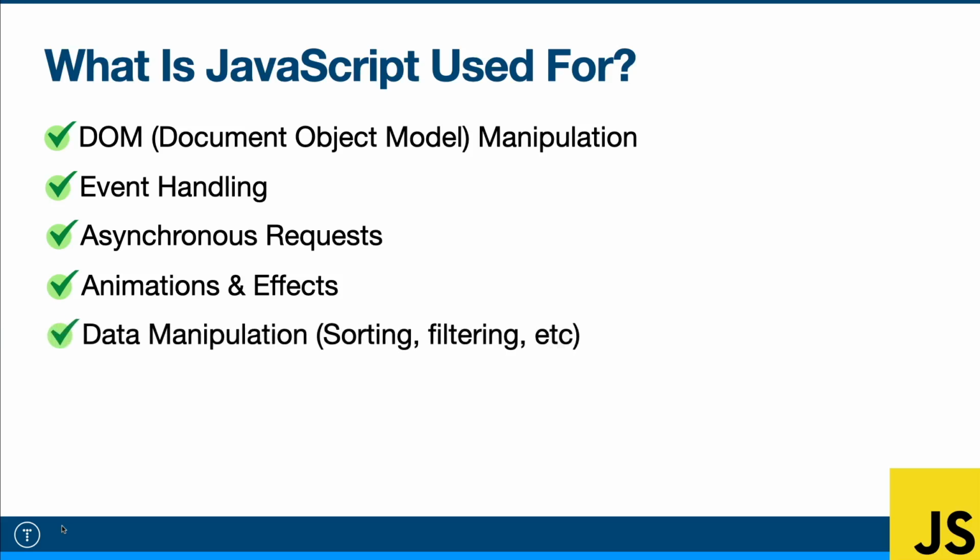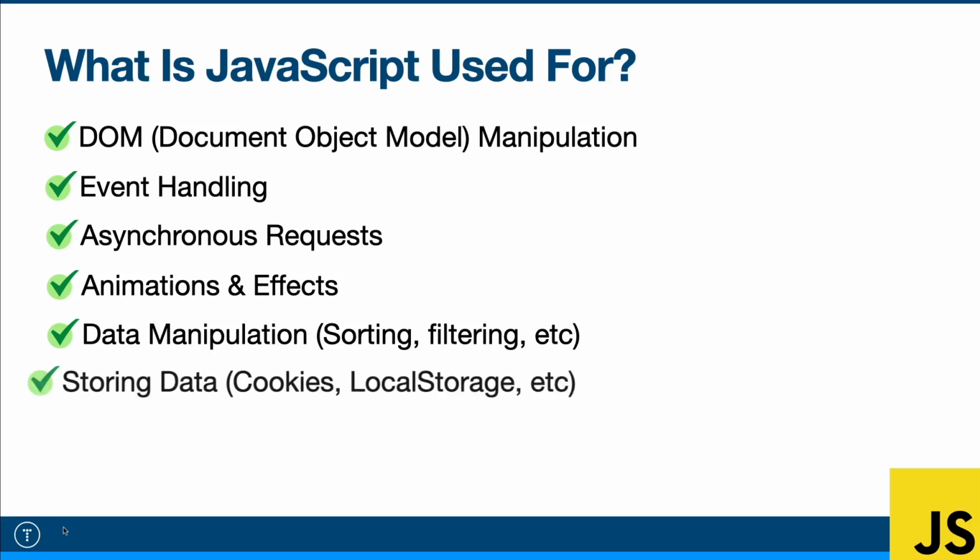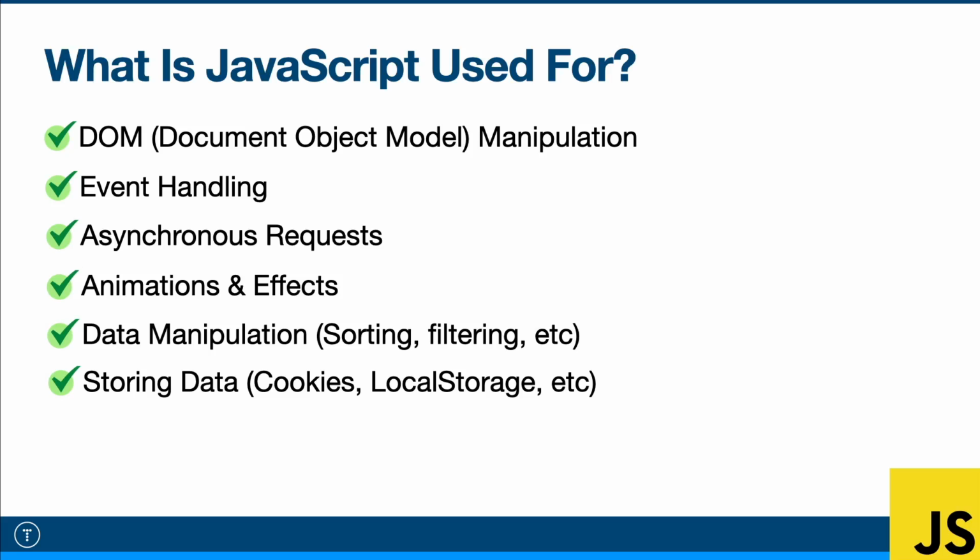Now, data manipulation, which is the process of modifying or transforming data, can be done with JavaScript because it's a full-featured language with data structures like arrays, and this allows us to sort, filter, and aggregate data. So there's all kinds of powerful array methods that we can use, such as map, filter, reduce, and we're going to get into all of these later on. JavaScript can also be used to store data on the client or in the browser using things like local storage, session storage, and cookies.